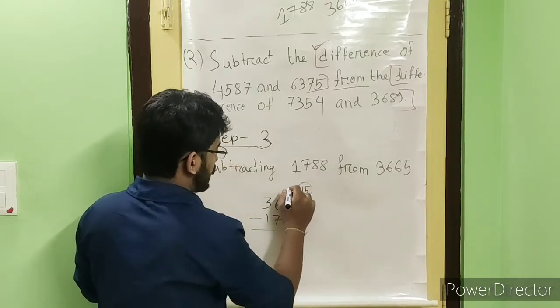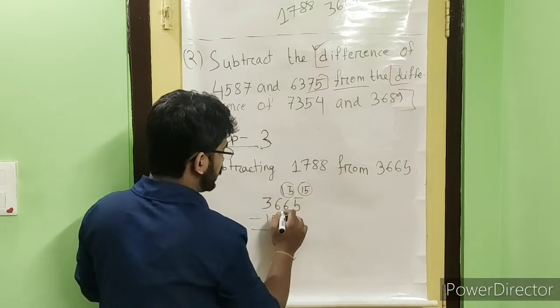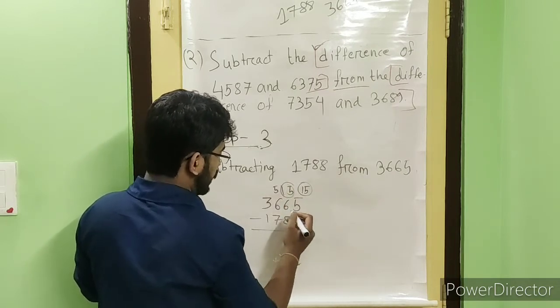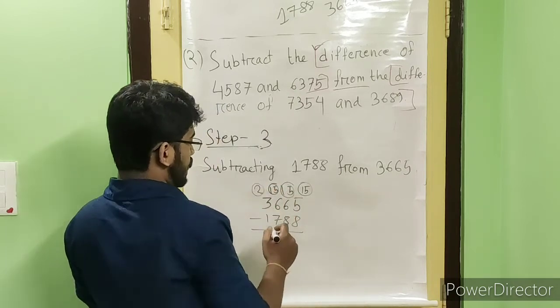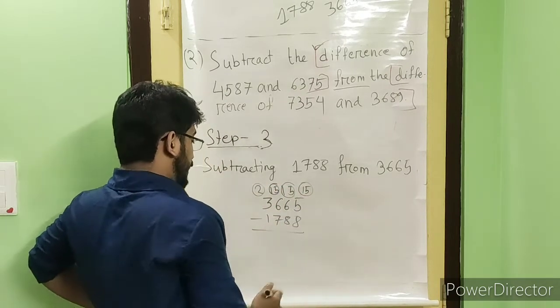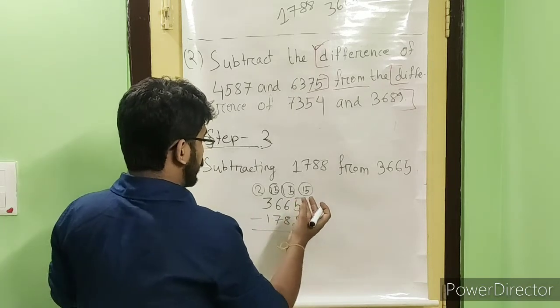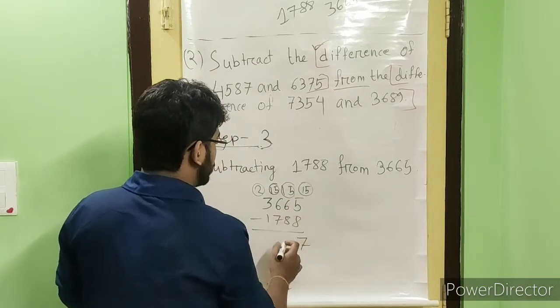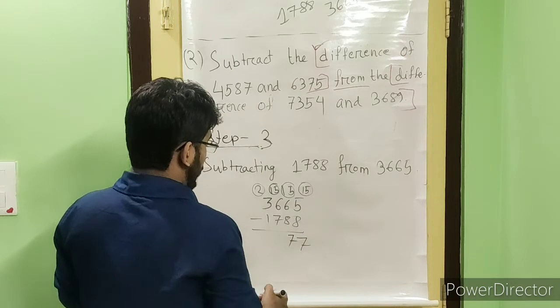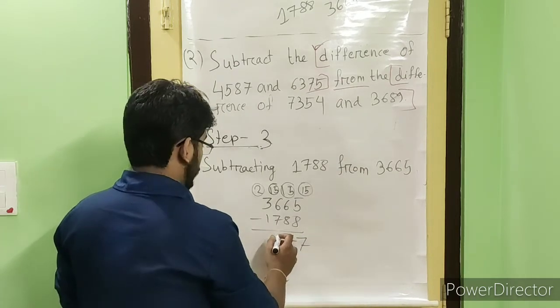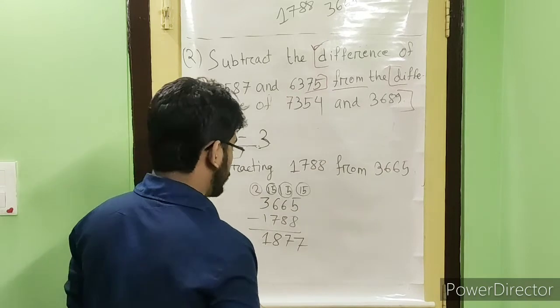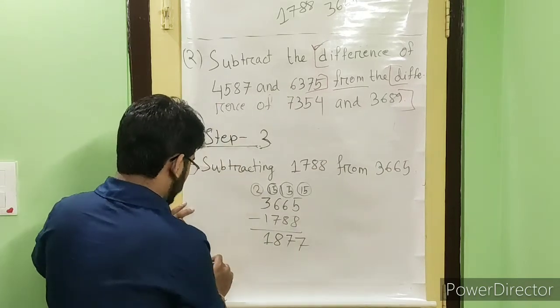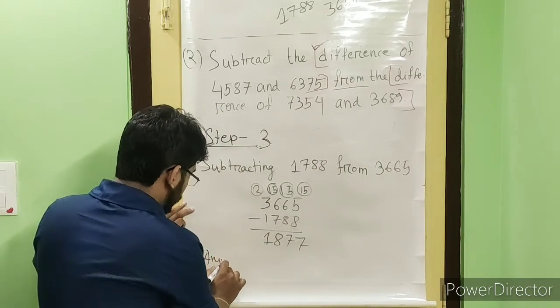15 minus 8 is 7. Again 15 minus 8 will be 7 and 15 minus 7 will be 8. 2 minus 1 will be 1. So answer is 1877. So we need to write the answer now.